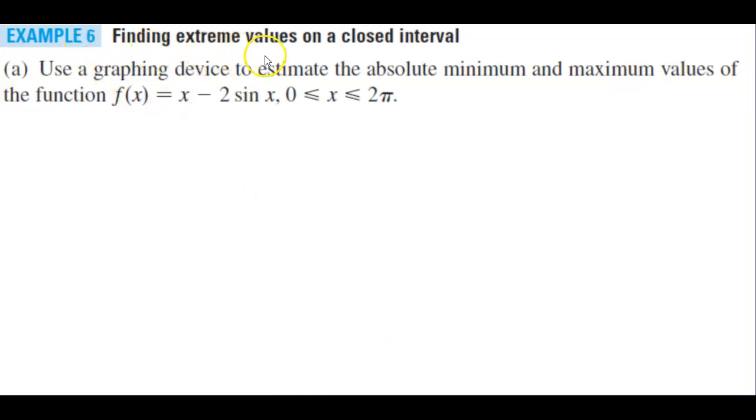Example 6, finding extreme values on a closed interval. In part A, we're going to use a graphing device to estimate the absolute minimum and maximum values of the function f of x, which is equal to x minus 2 times the sine of x, where x is in between 0 and 2 pi.